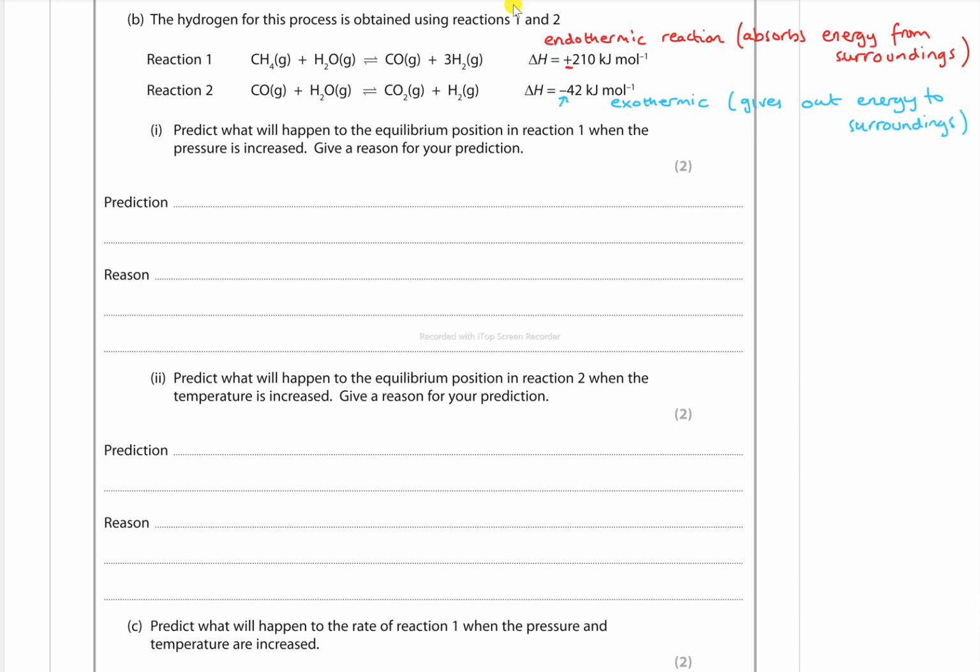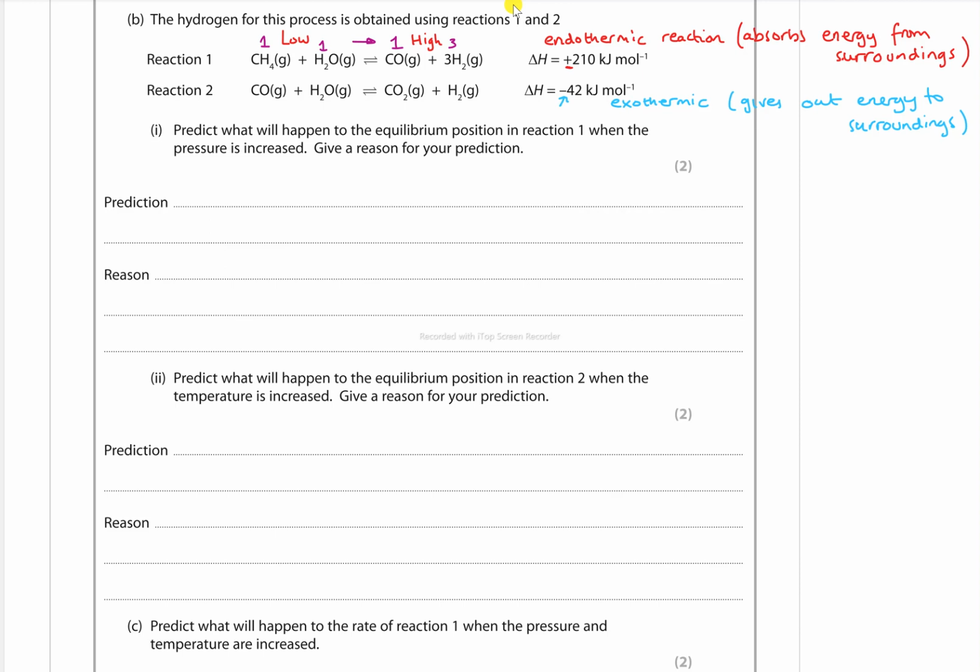Right, we're going to just do a quick look at this here as well. You've got 1 mole here, 1 mole here, 1 mole here, 3 moles here. So this side here is the high pressure. This will be the low pressure.